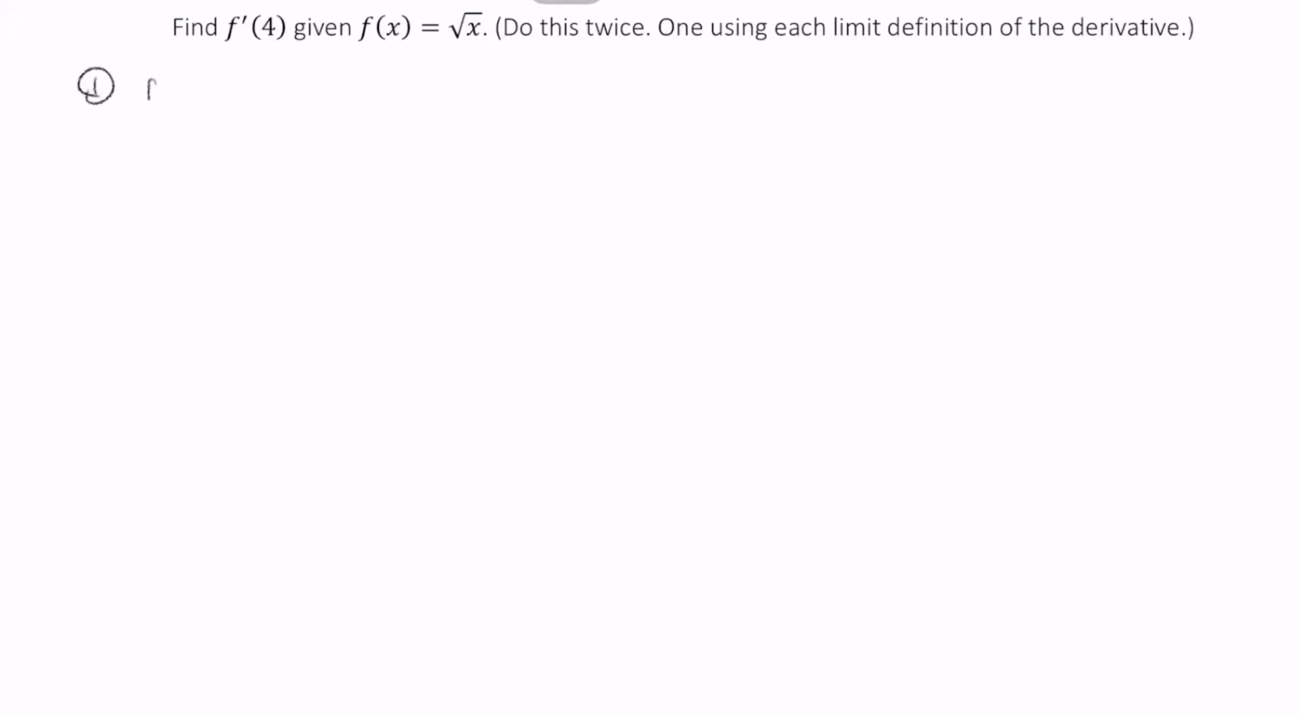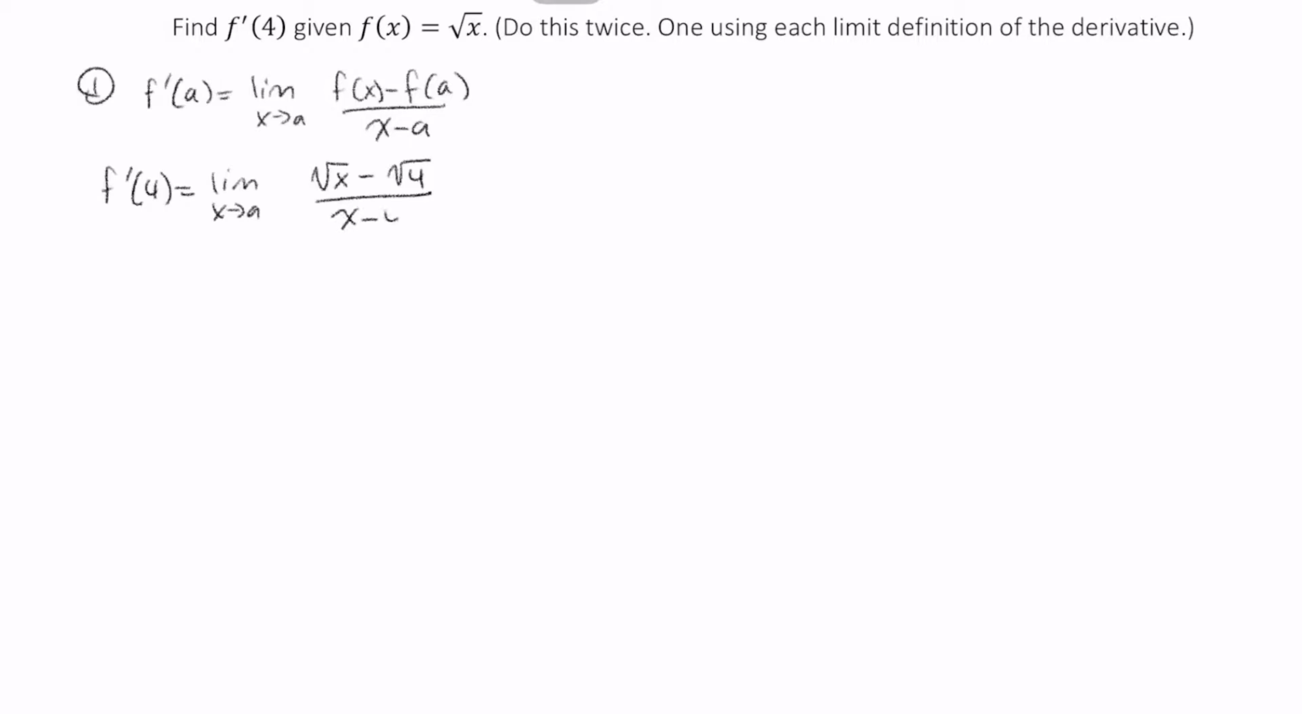First, we're going to begin with f prime of a is equal to the limit as x approaches a of f of x minus f of a divided by x minus a. So f prime of 4 is equal to the limit as x approaches 4 of the square root of x minus the square root of 4 over x minus 4. I'm going to rewrite these square roots. And actually, let me fix this. That should not be an a anymore. That should be a 4.